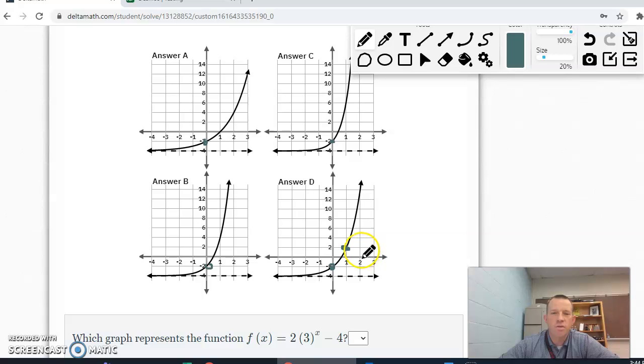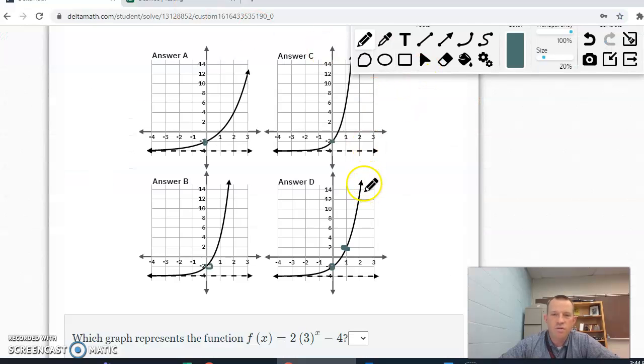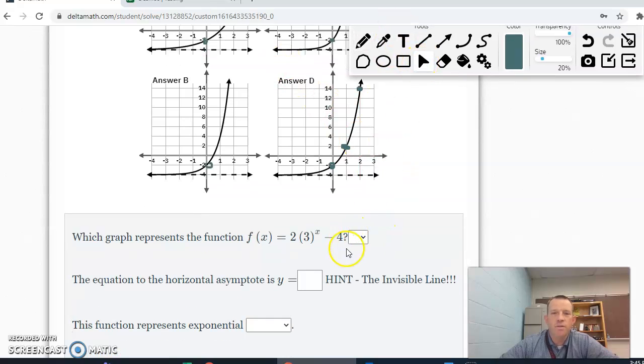We could also look at 2. Remember, when we have an input of 2, we have an output of 14. So yes, it looks like 2, 14 is right here. Okay, so it's going to be answer D. All right, so we scroll here, we just select D.